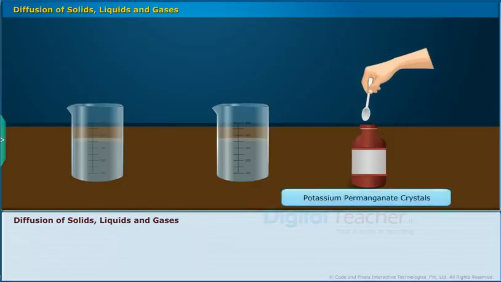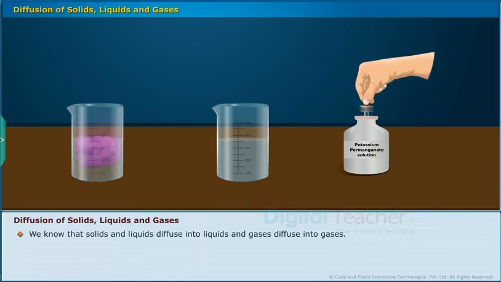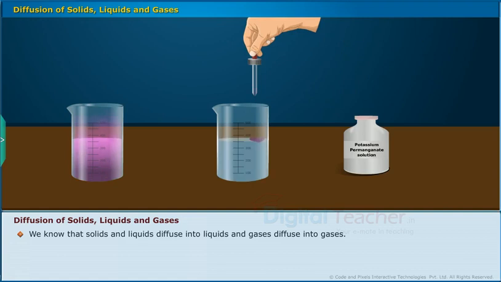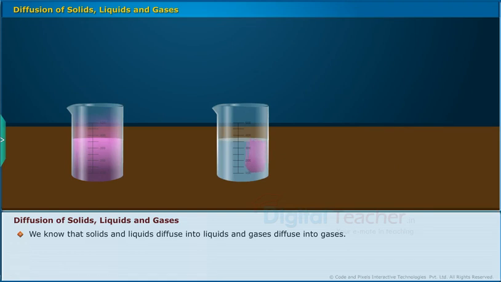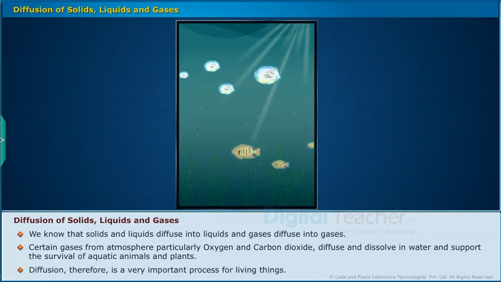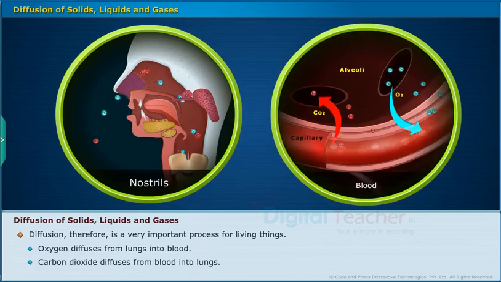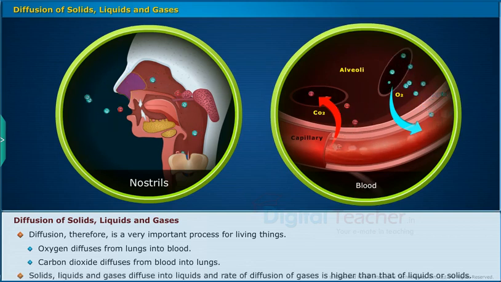Let us know about the diffusion of solids, liquids, and gases. We know that solids and liquids diffuse into liquids and gases diffuse into gases. Certain gases from atmosphere, particularly oxygen and carbon dioxide, diffuse and dissolve in water and support the survival of aquatic animals and plants. Diffusion, therefore, is a very important process for living things. Oxygen diffuses from lungs into blood. Carbon dioxide diffuses from blood into lungs. Solids, liquids, and gases diffuse into liquids, and rate of diffusion of gases is higher than that of liquids or solids.